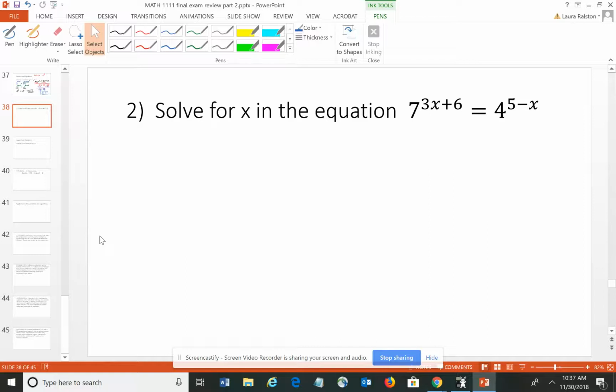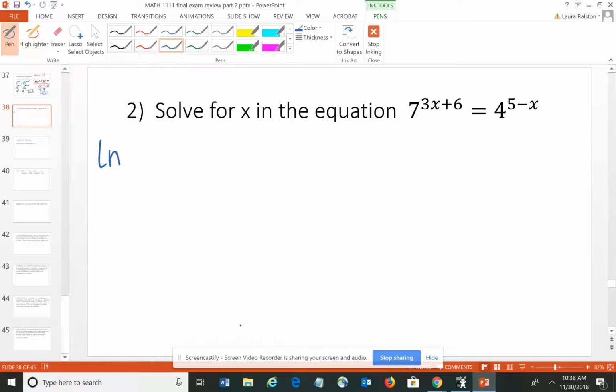All right, looking at the next one, solve for x in the equation 7 to the 3x plus 6 equals 4 to the 5 minus x. Now this one's not near as nice because 7 and 4 are definitely not the same number, so I don't have the same base. I can't write 7 in terms of 4, nor can I write 4 in terms of 7. So we're going to have to use the fact that logarithms are the inverses of each other. Exponentials and logarithms are inverses. So we're going to do the natural log, since I don't have a common base.